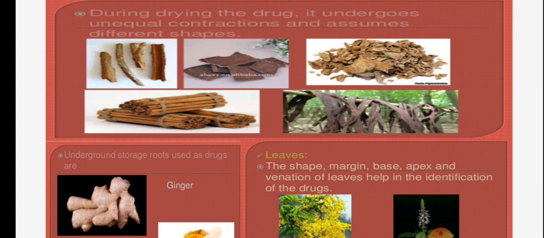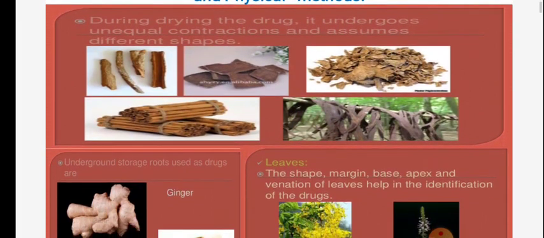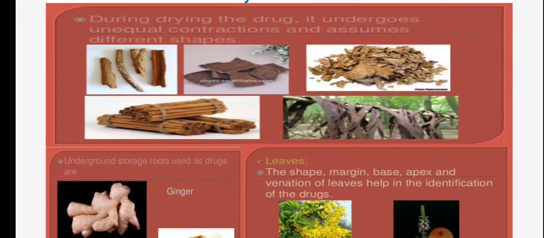As per our syllabus, during the drying of the drugs, as they undergo unequal contractions and assume different shapes. We know our common examples, the clove, cinnamon, or other drugs. So this shows the different types of methods. The first one is the organoleptic method, that is based on the external characters.